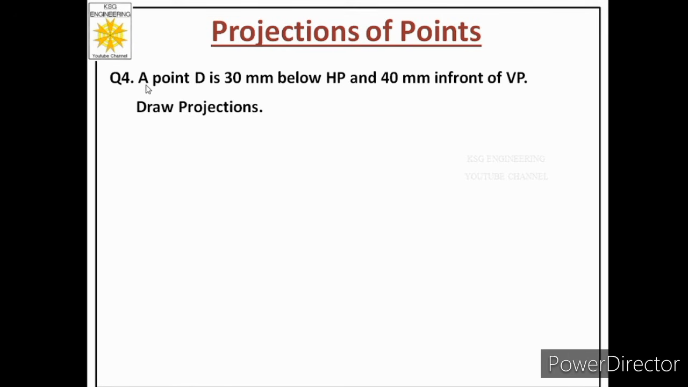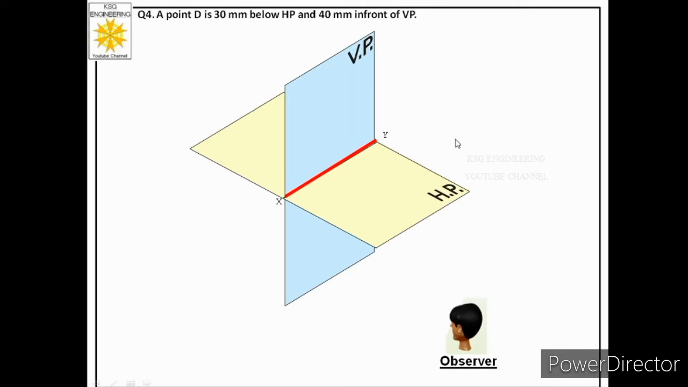Now let us read the statement. A point D is 30 mm below HP and 40 mm in front of VP. Draw projections. So let us first see what is the quadrant of the problem. Over here he is saying below HP, in front of VP. That means fourth quadrant. So let us understand this situation through the quadrant system.